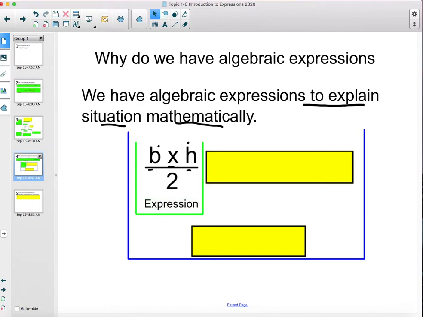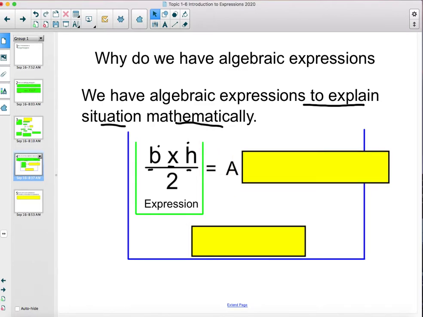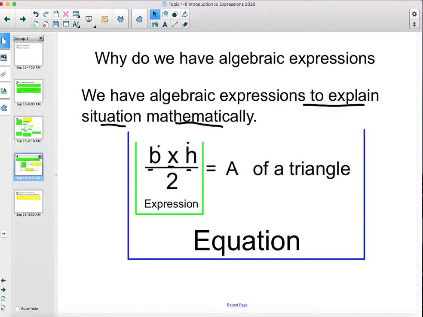This expression is very famous because it is used to find, now I'm going to turn it into the equation, A. It is used to find A. A in this case is the area of a triangle, a right triangle, isosceles triangle, and we'll talk more about that. So this is a very famous expression. You have your variables, you have your division and multiplication operations going on in there, and when we join it up and we say it's going to equal area, we're talking about an equation, or what we typically call the formula for finding the area of a triangle.